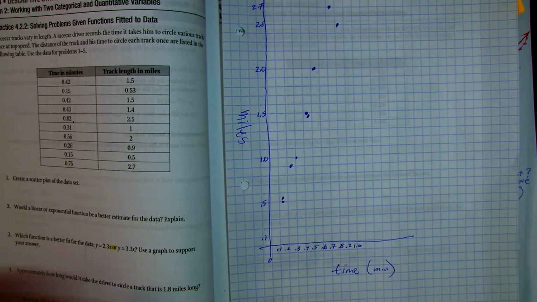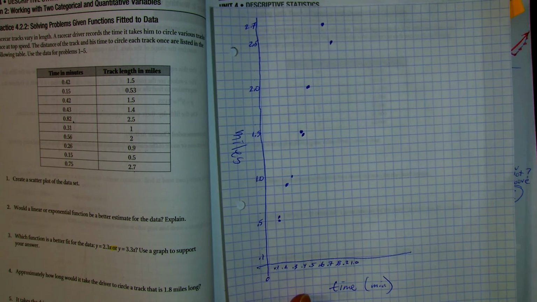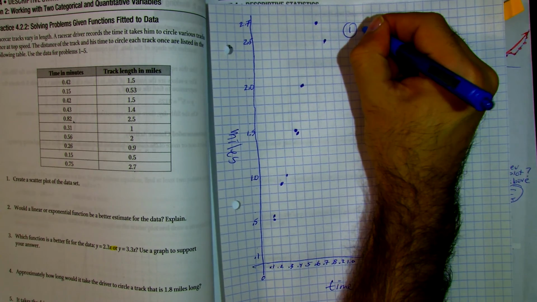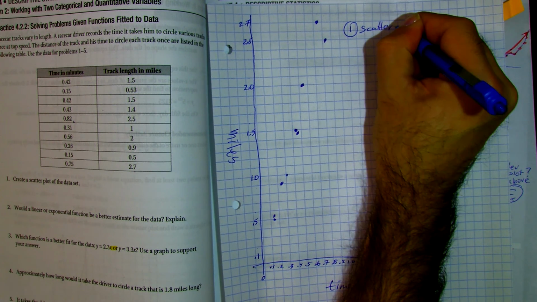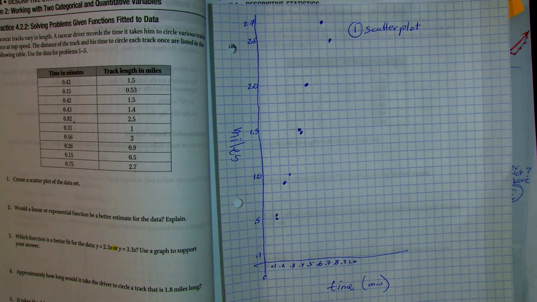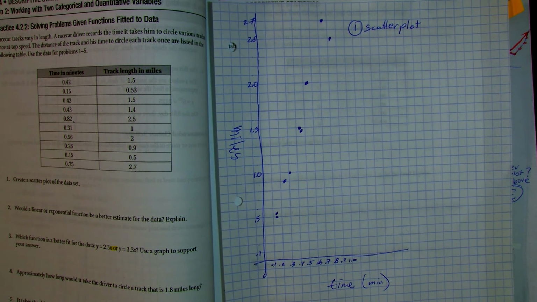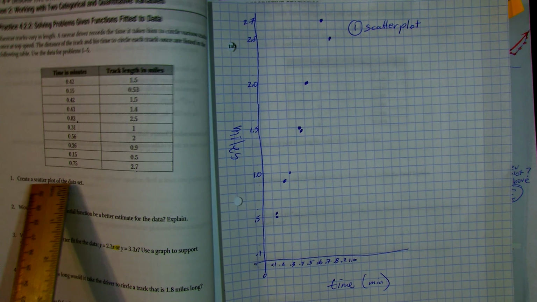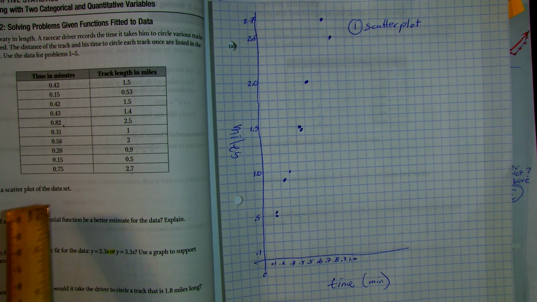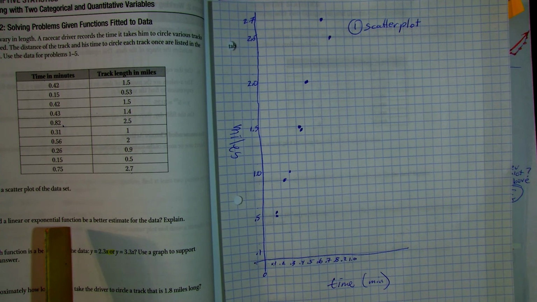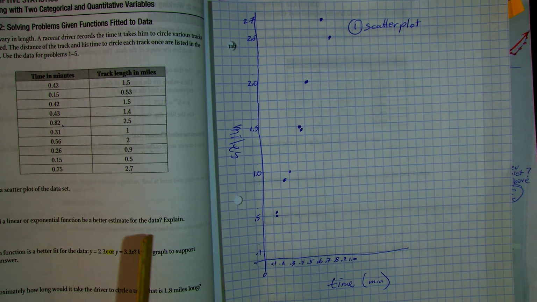All right, look. Those are our points. This is number one. Number one, scatter plot. Now let's try to remember what we're doing again. What we're doing is we've made our scatter plot. Now, would a linear or an exponential function be a better estimate for this data?